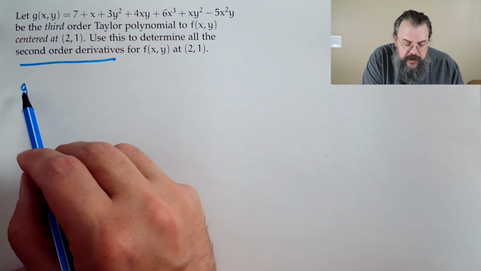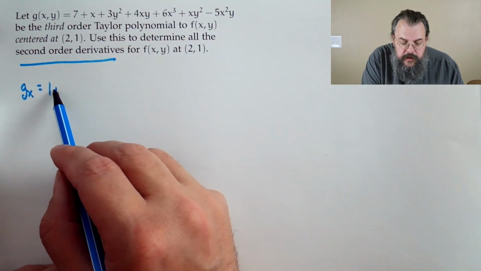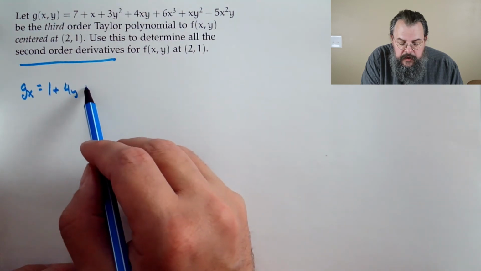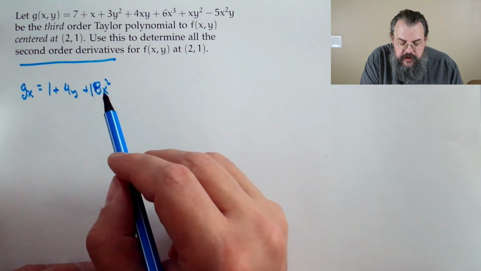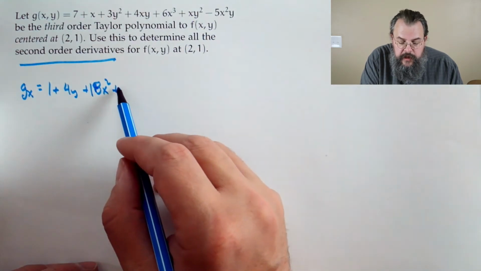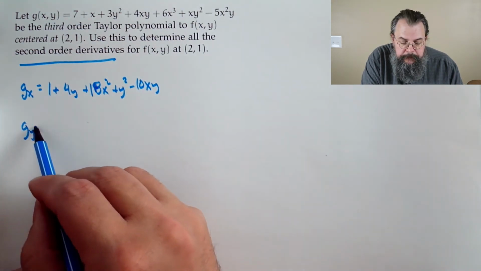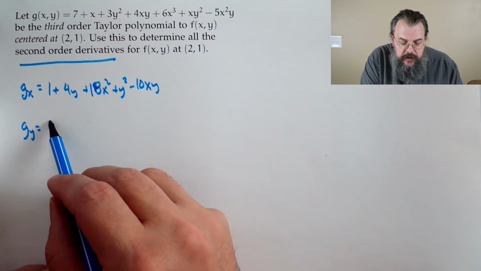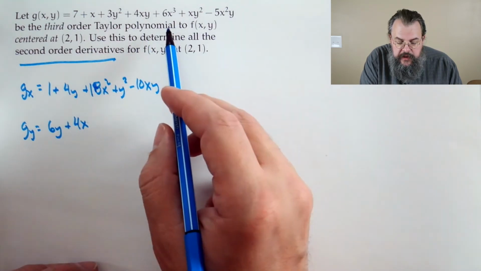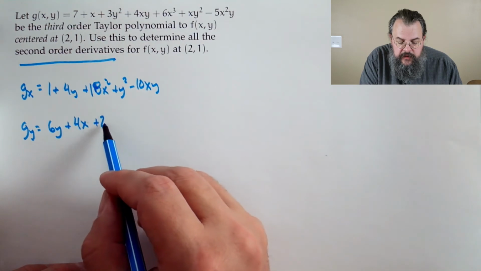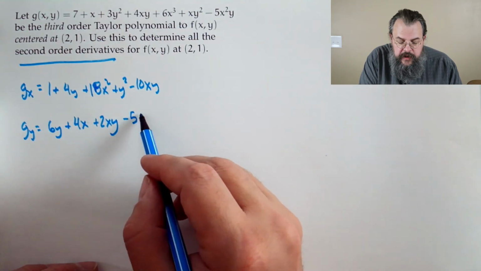All right, well, that's not so bad. That's 1 plus 4y plus 18x squared, well, let me make that 18 a little bit easier to see, as 18x squared, plus y squared minus 10xy. And gy: 6y, and plus 4x. That goes away. Plus 2 times x times y, and minus 5x squared.